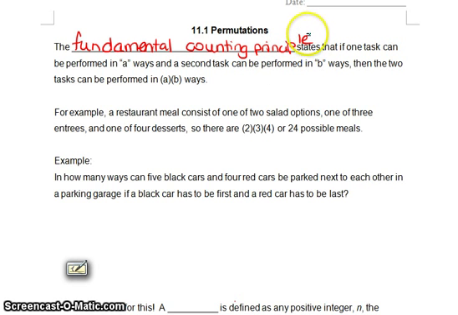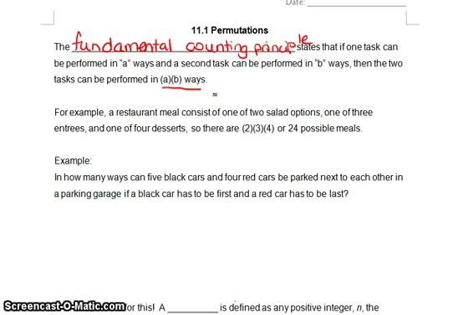The fundamental counting principle states that if one task can be performed in a number of ways and a second task can be performed in b number of ways, then the 2 tasks combined can be performed in a times b number of ways. Okay? So you just multiply the number of ways together, and that combination is the number of different ways that we can perform a task.